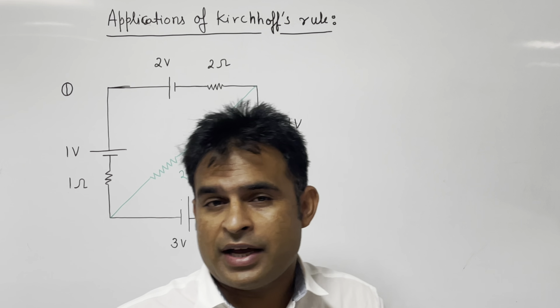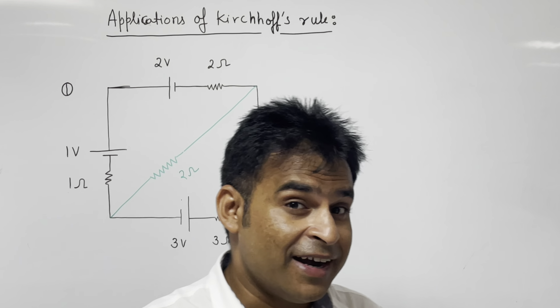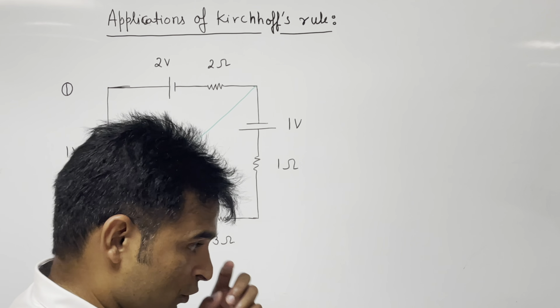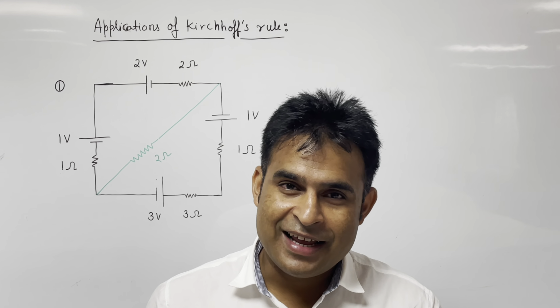By the way, you can find out current in any wire, but right now in the question what they wanted to ask, find out current in the green color wire. In this wire you need to find out current using Kirchhoff rule. So first thing what we'll do, we will apply KCL, and second thing KVL.